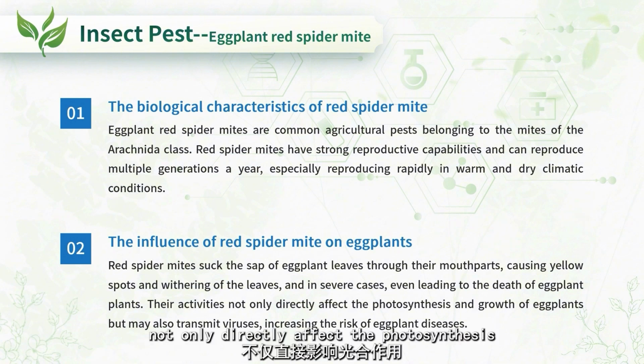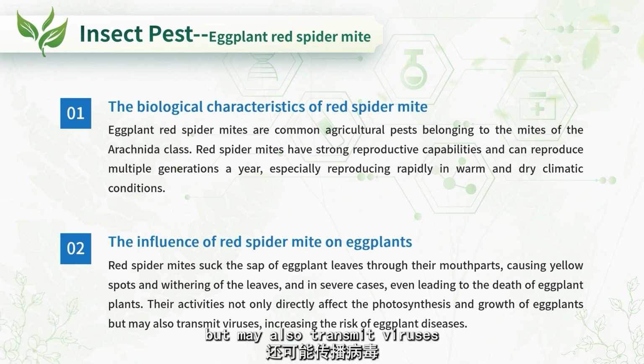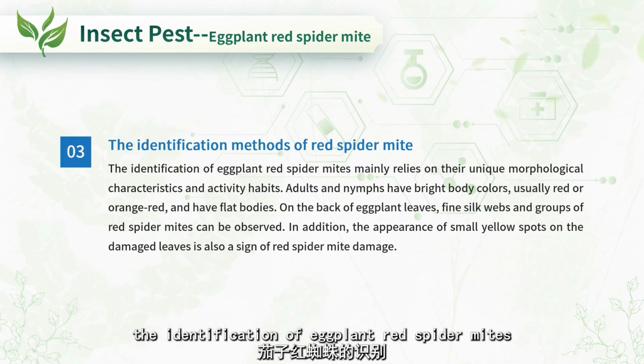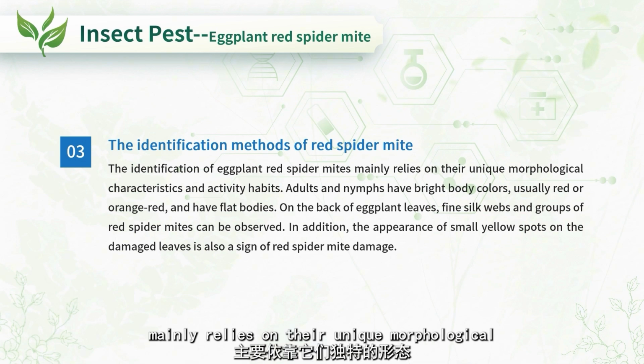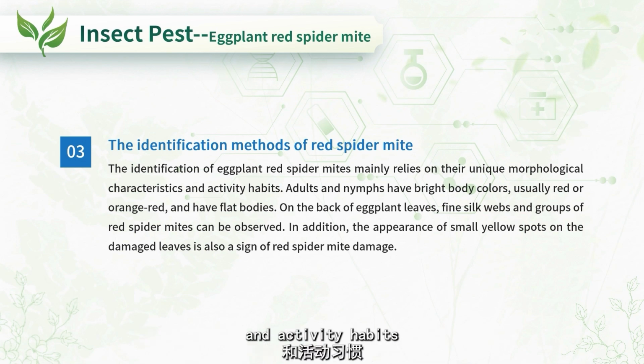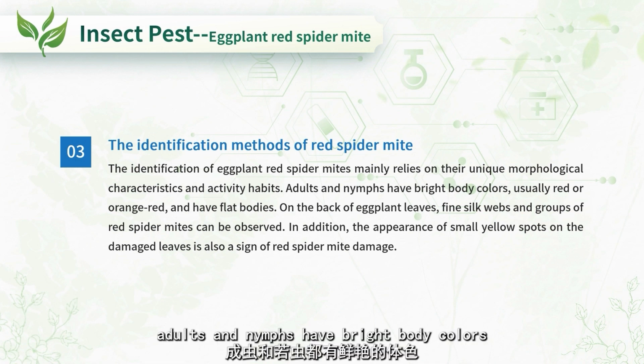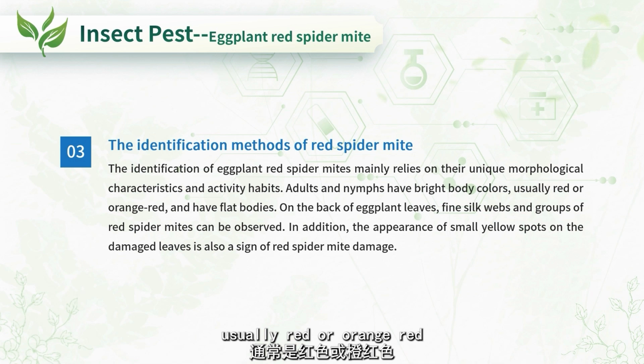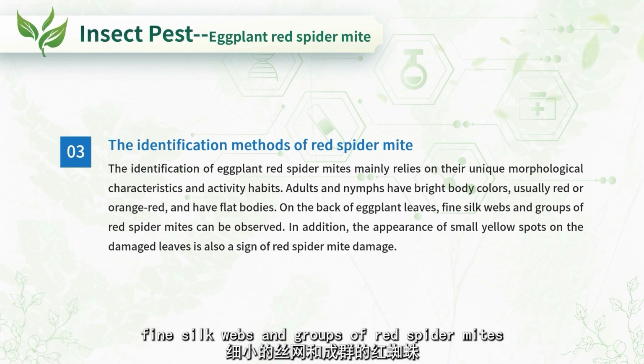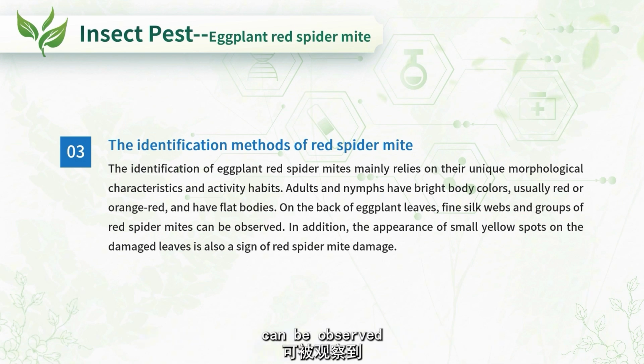Their activities not only directly affect the photosynthesis and growth of eggplants, but may also transmit viruses, increasing the risk of eggplant diseases. The identification of eggplant red spider mites mainly relies on their unique morphological characteristics and activity habits. Adults and nymphs have bright body colors, usually red or orange-red, and have flat bodies. On the back of eggplant leaves, fine silk webs and groups of red spider mites can be observed.